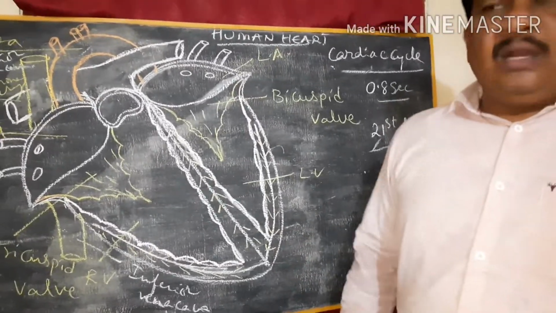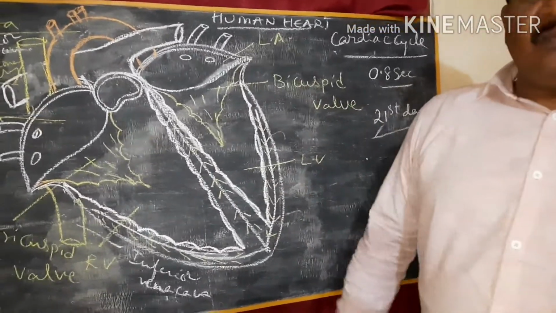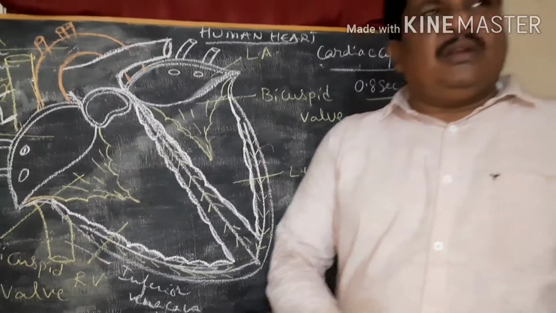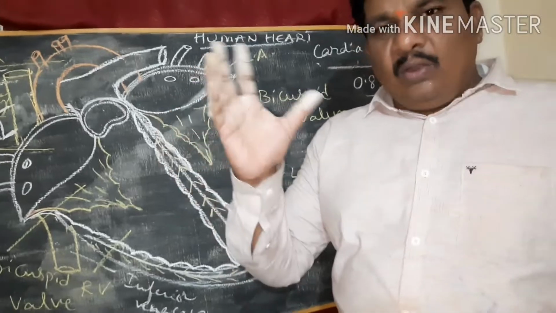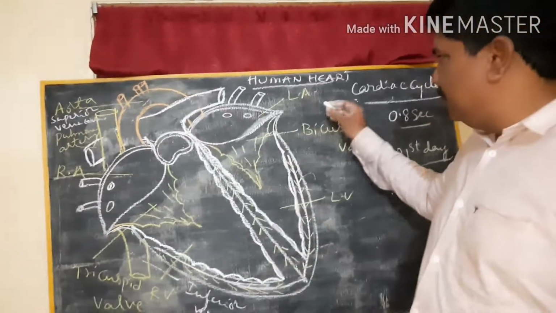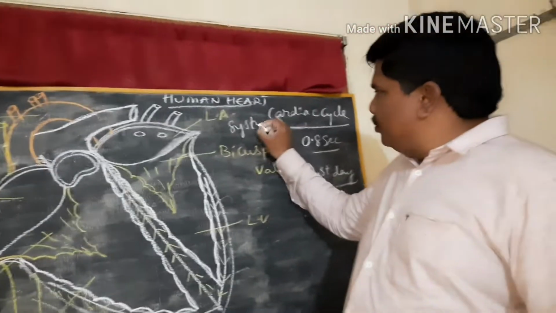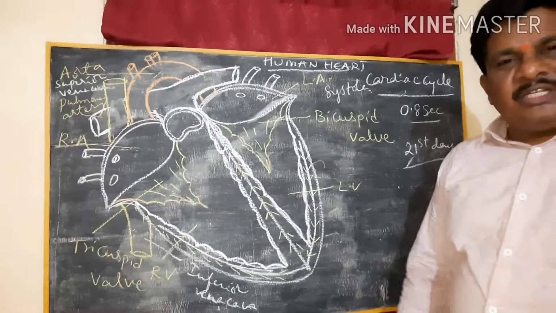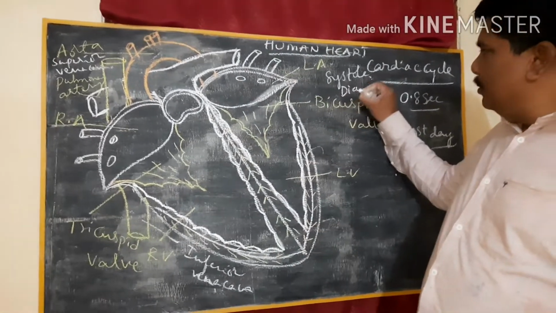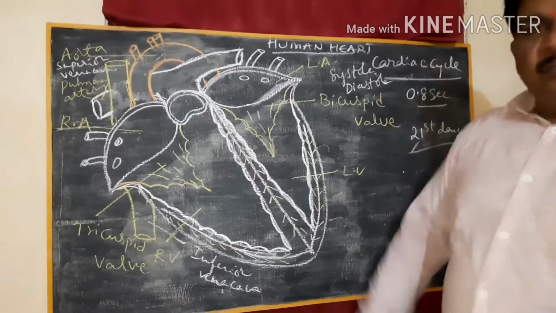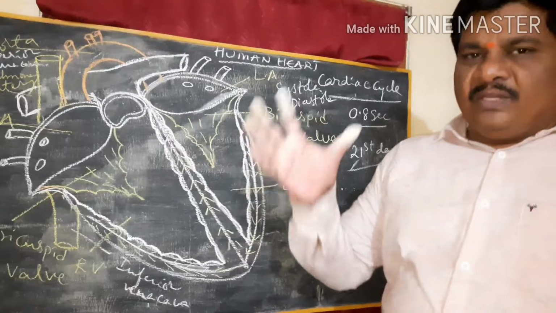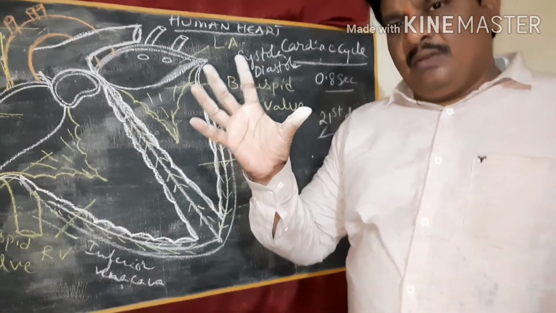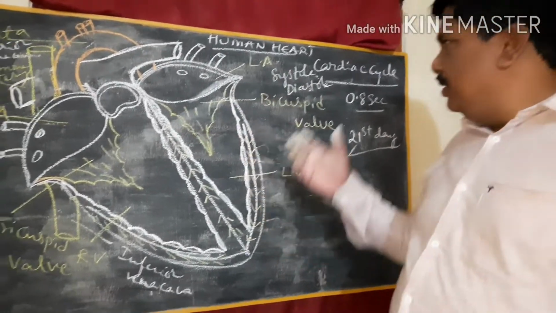Friends, how does the cardiac cycle take place? Let me see. A heartbeat, or cardiac cycle, means one contraction and one expansion. The contraction stage is called systole. The relaxation stage is called diastole. So one heartbeat, or one cardiac cycle, has one systole and one diastole.